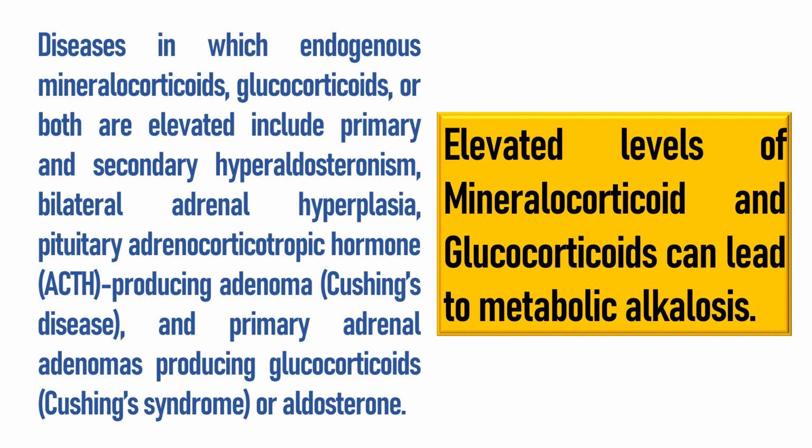Metabolic alkalosis can develop in diseases in which endogenous mineralocorticoid, glucocorticoids, or both, are elevated. Such diseases include primary and secondary hyperaldosteronism, bilateral adrenal hyperplasia, pituitary adrenocorticotropic hormone-producing adenoma as in Cushing disease, and primary adrenal adenomas producing glucocorticoids or aldosterone. Elevated levels of mineralocorticoid and glucocorticoids can lead to metabolic alkalosis.